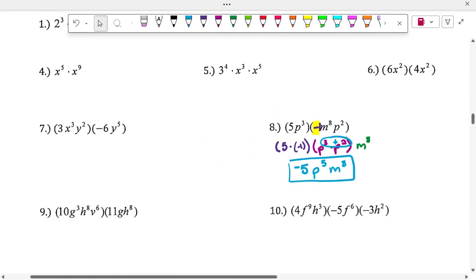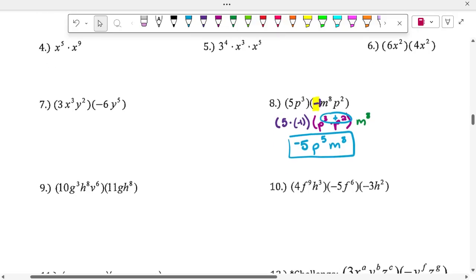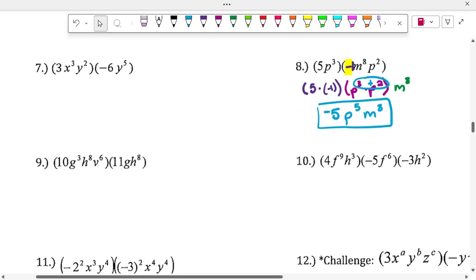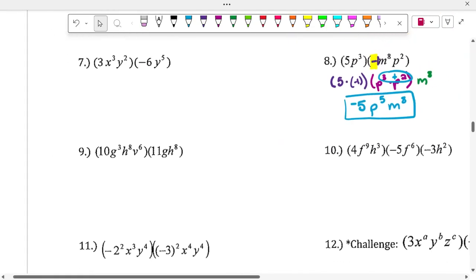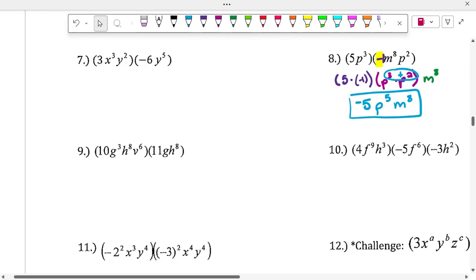All right. Try number 9 on your own. I'll leave this one up as an example. If it helps, rewrite it so you got all the like bases together. Because again, multiplication is commutative. You're more than welcome to do that.